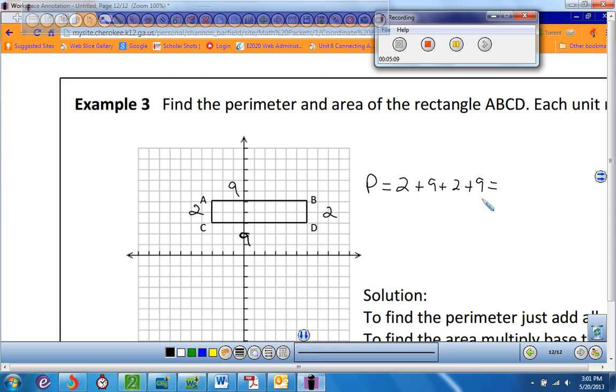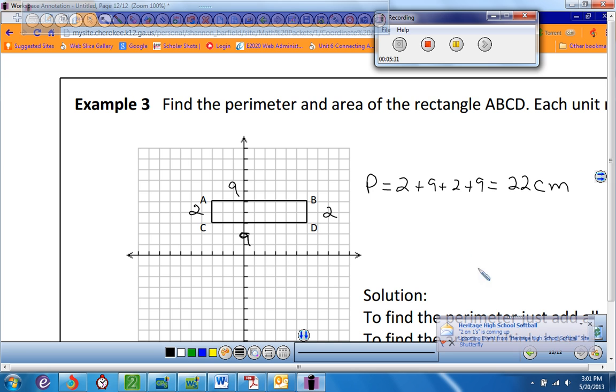So the perimeter of this ends up being 4 and 3 is 13, and so we end up with perimeter being 22. Now we were told it was in centimeters, so it's 22 centimeters.